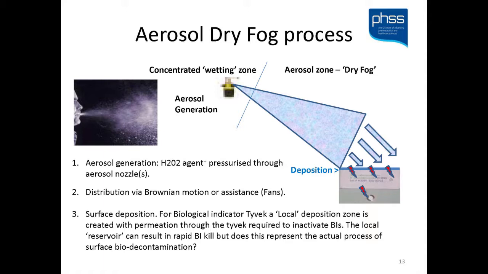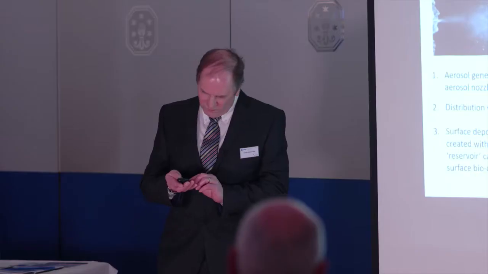Is that the real world? Is that what the real process is of inactivating microorganisms on the surface? This is probably not. That's creating a false local reservoir to give you a source to decontaminate through. So it's great for killing BIs, but does it actually represent the process? Are you validating the process? And these are the sort of challenges that we've looked at and we sort of struggle to answer, so we put most of our efforts into decontaminating with hydrogen peroxide vapor and not going dry fog.